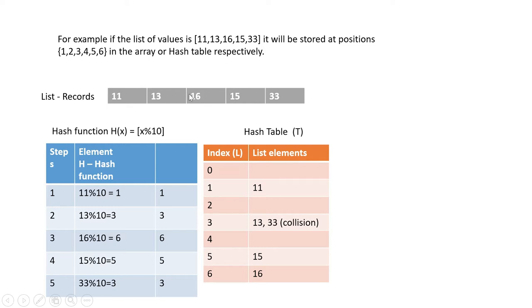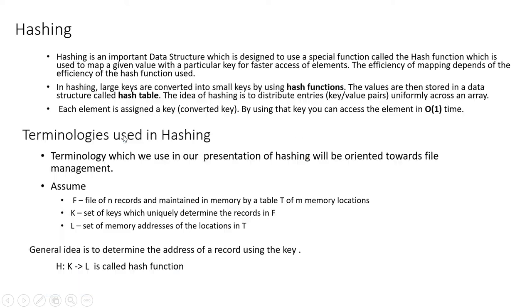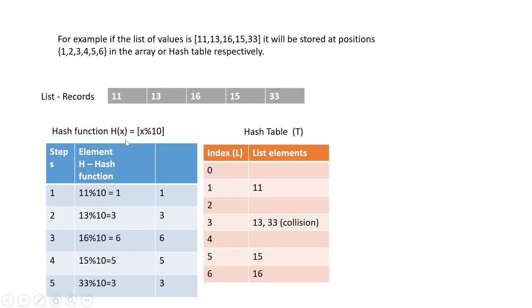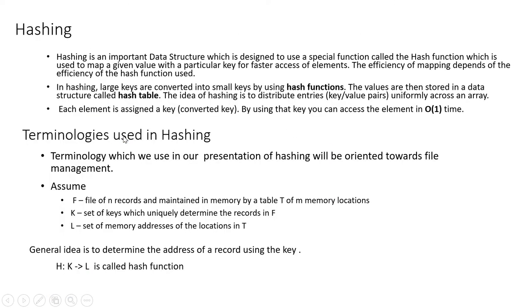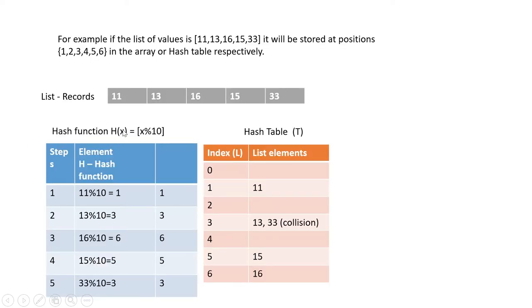For this example, I've used one hashing function, h of x. We saw h earlier. What is h? It is the hashing function. So this is the hashing function of x, where x is actually the key. Now I want to find the location for 11. 11 mod 10. This is what you're going to use as the hashing function.